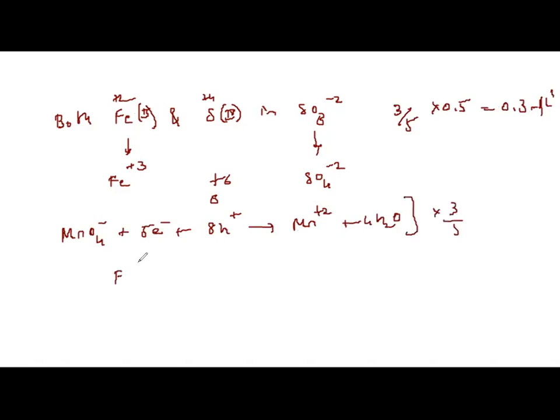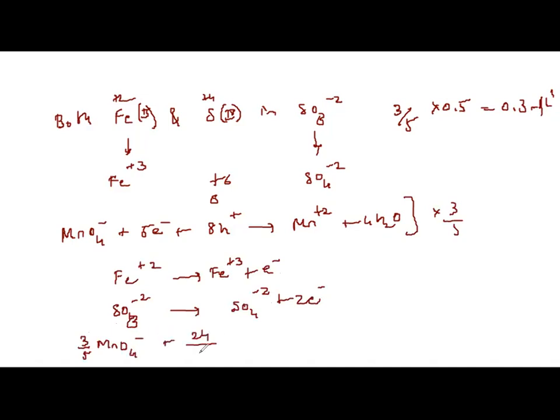Now, Fe+2 is becoming what? Fe+3 by losing one electron. And SO3^-2 is becoming SO4^-2 by losing two electrons. So, write the entire reaction. 3/5 MnO4^- plus 24/5 H+ plus Fe+2 plus SO3^-2 gives what? All reactants on one side, products on the other.